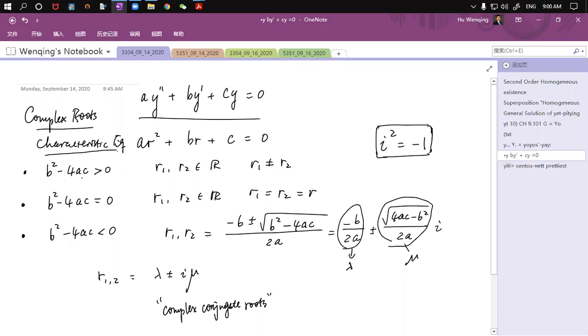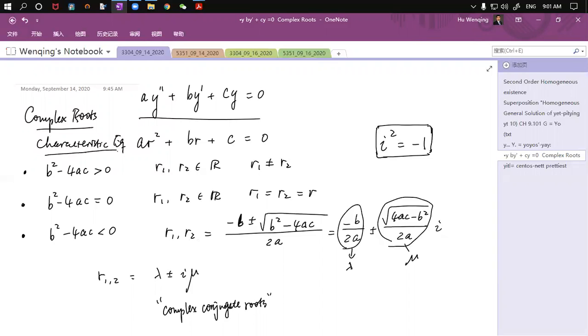We consider the cases by the discriminant. If the discriminant is positive, you're going to have two real distinct roots. If the discriminant is equal to 0, you're going to have two roots that are equal to each other. Now, we've been talking about the case when the discriminant is negative. In that case you are going to have two distinct solutions, in the form of complex conjugate roots.